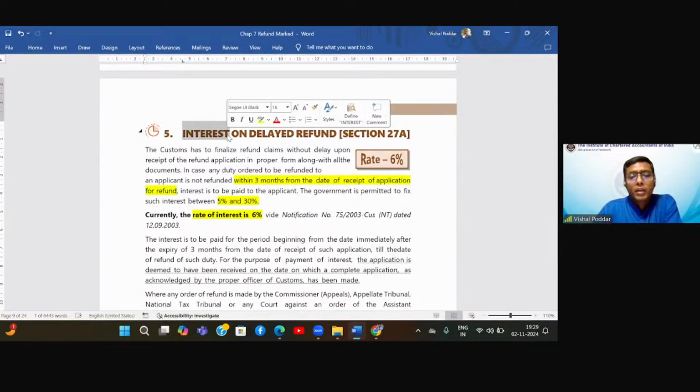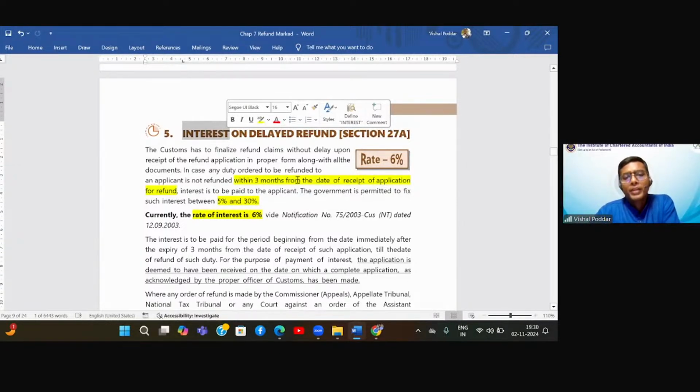Now the question is whether you will be given refund only of the duty component or whether you can also demand interest. So here interest is not the interest which you already paid and now you are demanding as refund. Here the interest is interest on the late payment of refund.